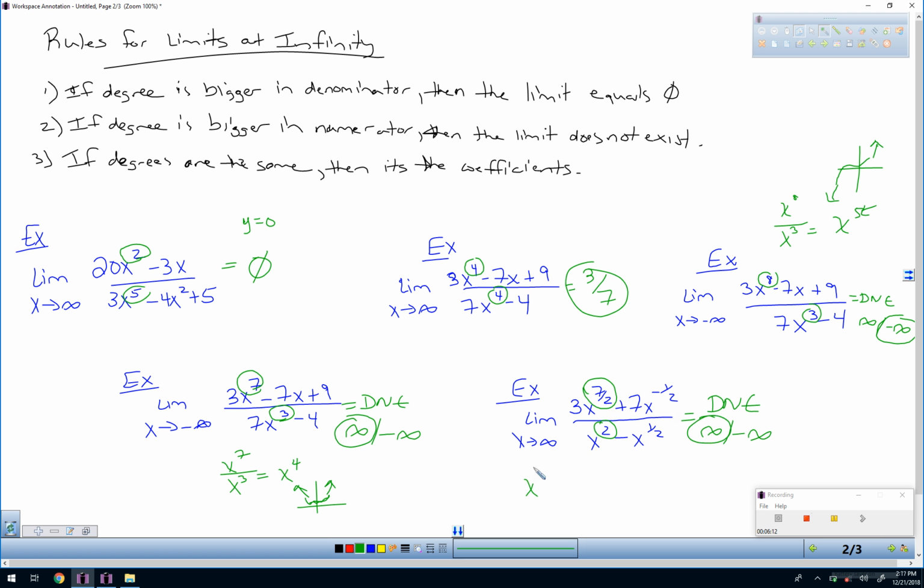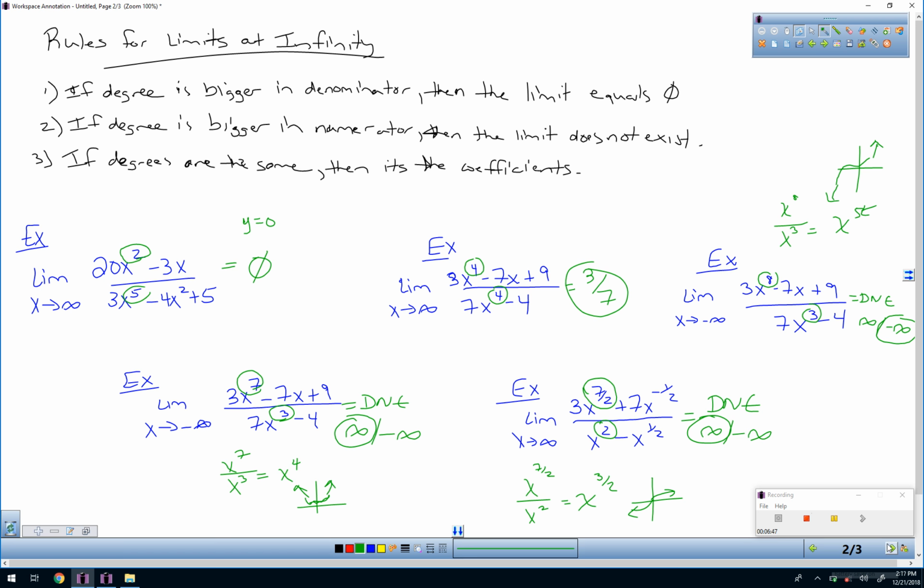You could do the same trick as before. x to the 7 over 2 over x squared simplifies into x to the 3 over 2. And so then that would basically look like kind of like that function right there. And then as you approach positive infinity, you notice the function is increasing without bound, so it will be positive infinity, just like we talked about.